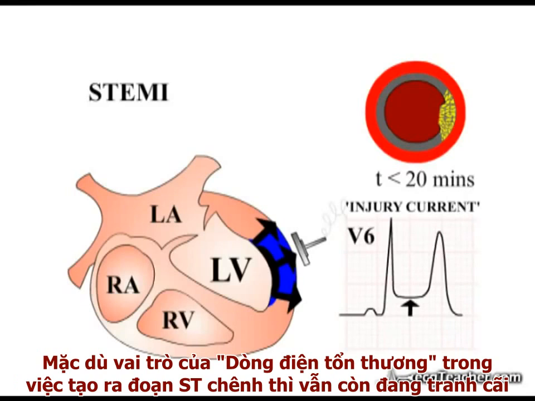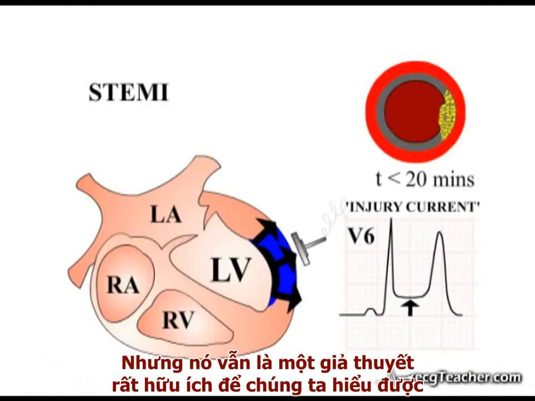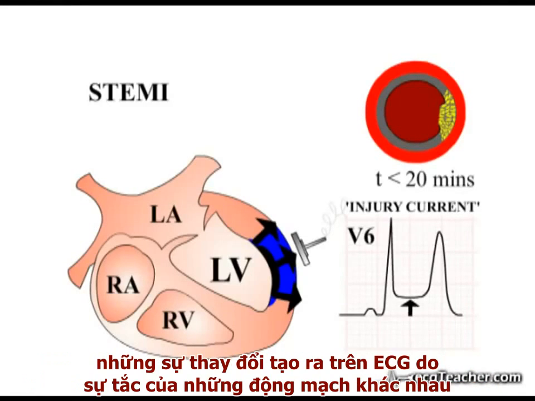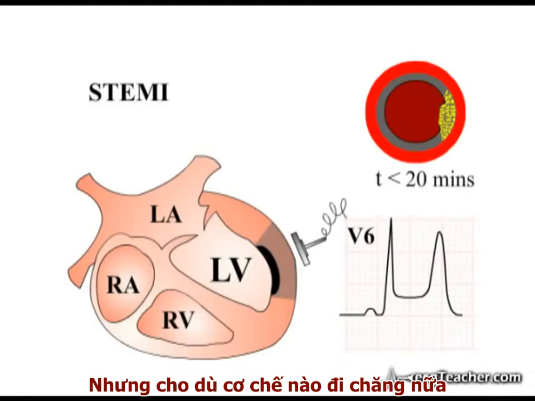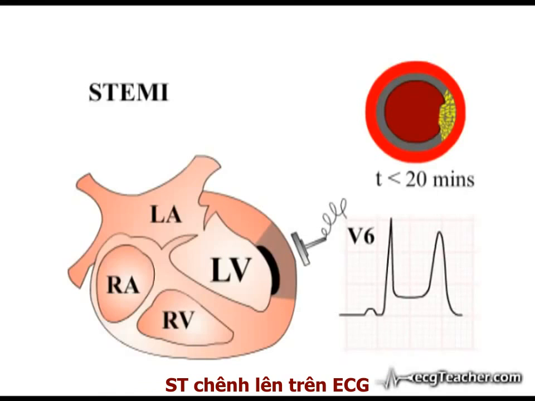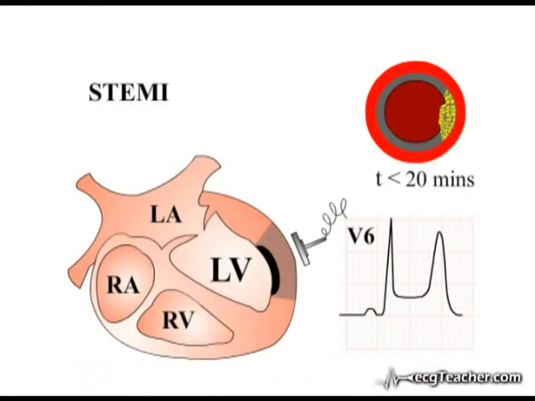Although the role of an injury current in generating ST elevation is controversial, it is a very useful concept when trying to understand the patterns of changes produced on the ECG by occlusion of different vessels. Whatever the mechanism generating the phenomenon, ST segment elevation on an ECG is the hallmark of evolving myocardial infarction secondary to complete occlusion of a coronary arterial vessel.